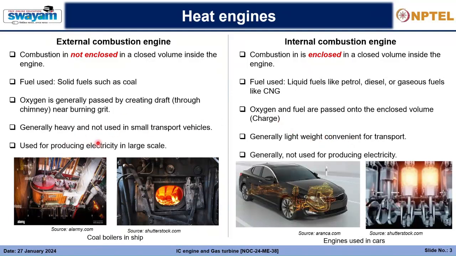Then, external combustion engines are generally used for producing electricity on a large scale. In industries, you will have turbines and boilers. In the boilers, they use coal, the water is boiled, and the steam produced is used for rotating the turbine. That way the electricity is produced on a large scale. But internal combustion engines are not generally used for producing electricity on a large scale. Rather, they are just for transport. So those are the major differences between external and internal combustion engines.